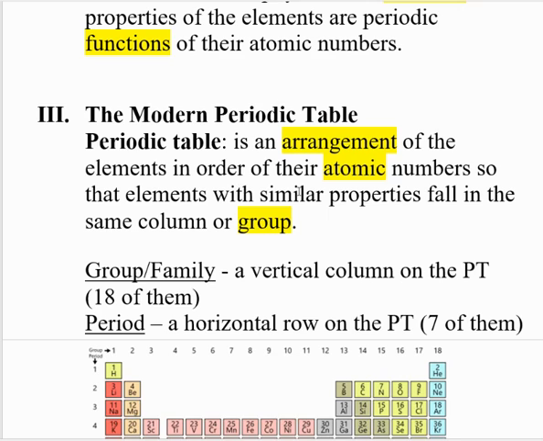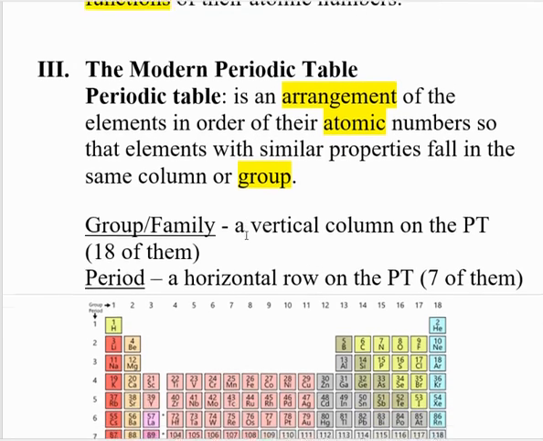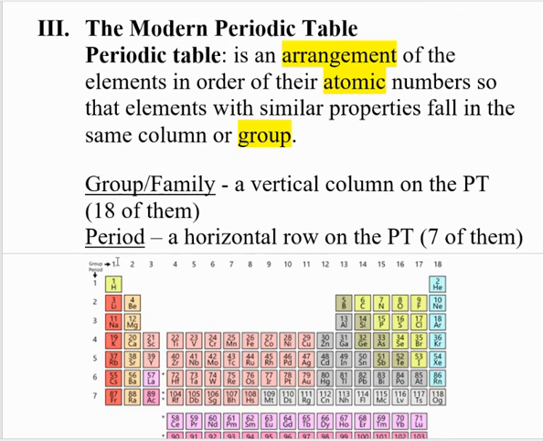So the elements with similar properties fall into the same column, which we also call a group or a family. So these vertical columns from 1 to 18 are the families or the groups on the periodic table, and the period is the horizontal row. And notice there are 7 periods on the periodic table. So there's 18 groups from 1 to 18 across the top, and there are 7 periods.